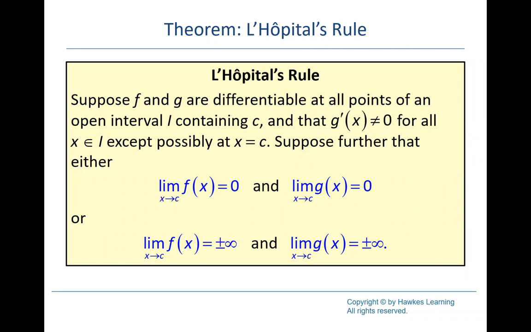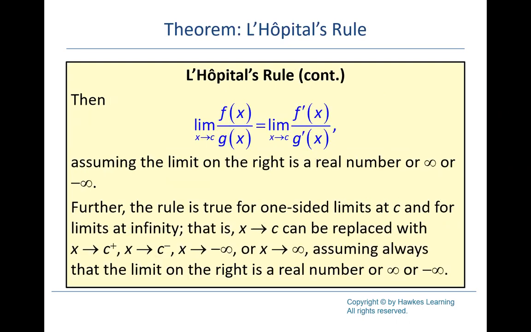We're going to suppose further that the limits as x approaches c of both f and g equal 0, or now we're going to open up the possibility that they could both equal plus or minus infinity. So again, we're assuming that the limits for f and g are both 0, or they're both plus or minus infinity. In this case, we can then employ L'Hopital's rule to help us evaluate the limit of this ratio.